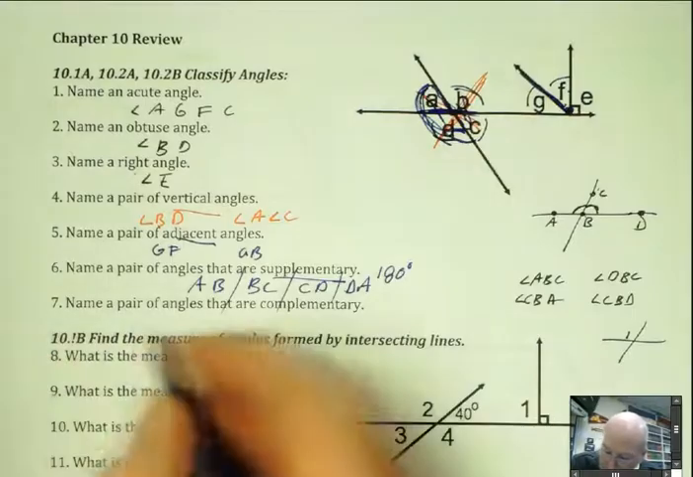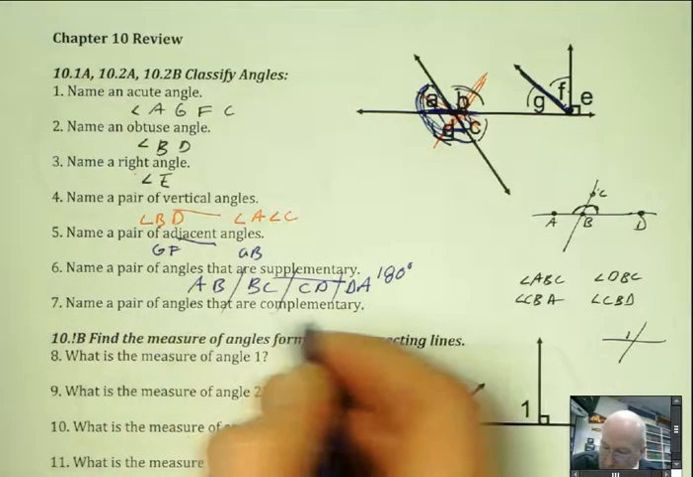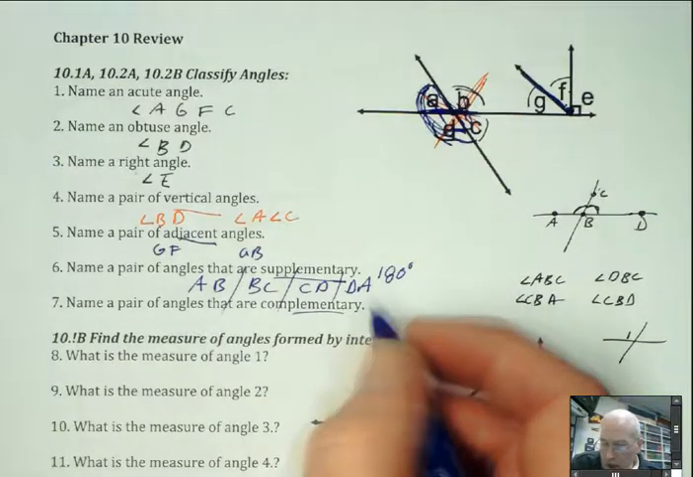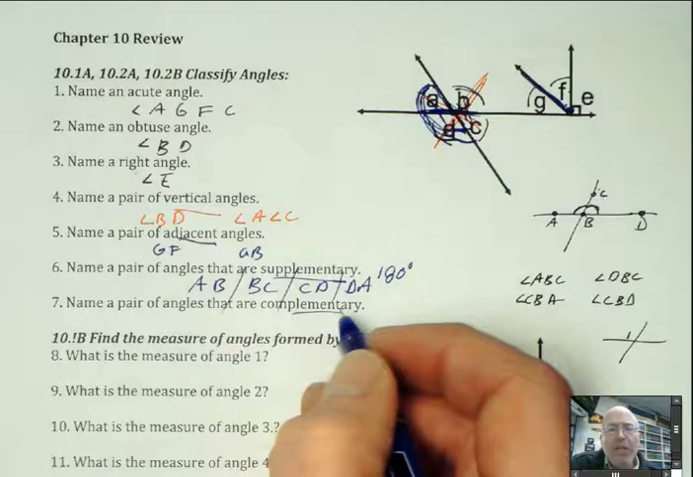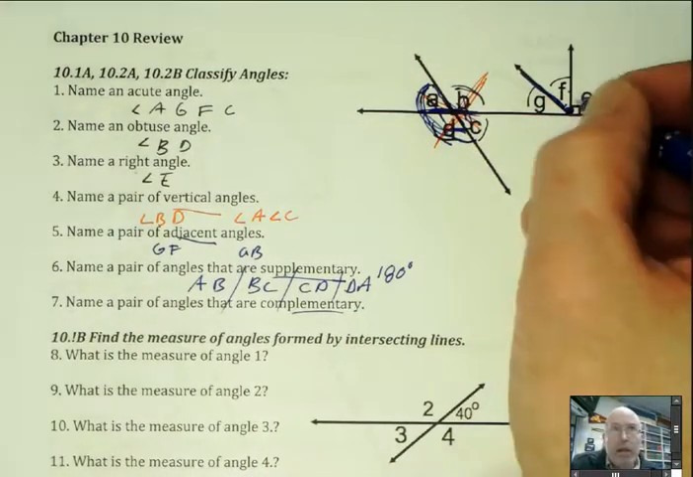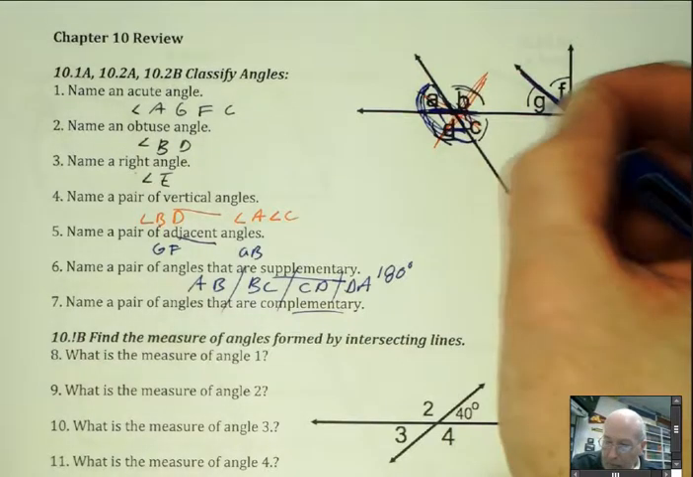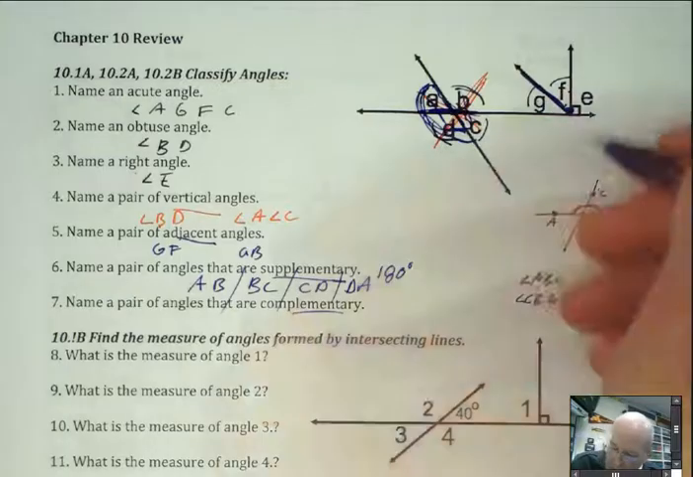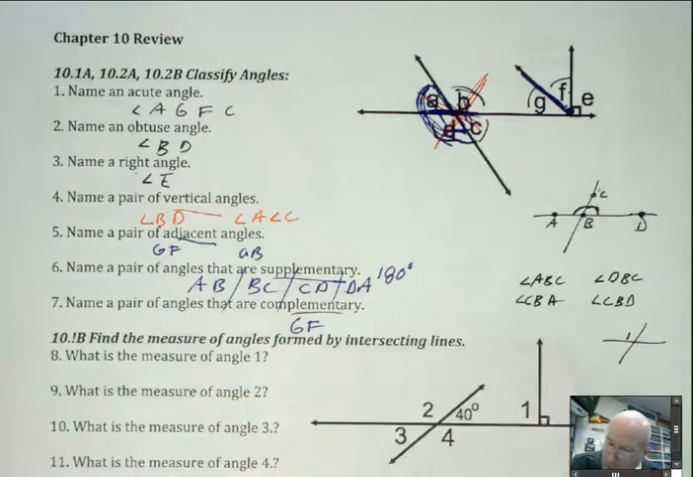Okay, name a pair of angles that are complementary. Complementary is like that cheesy little snack you get on the airplane, the peanuts and the watered down Coke. It's not enough to fill you up. Complementary, it's not the full 180, it's just 90 degrees. Just a snack. These ones right up here would be complementary. They add up to be 90 degrees, G and F. Okay? I don't think there's any other complementary ones on there.